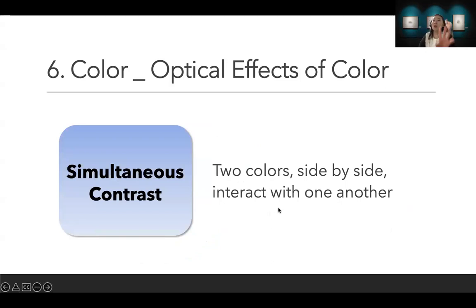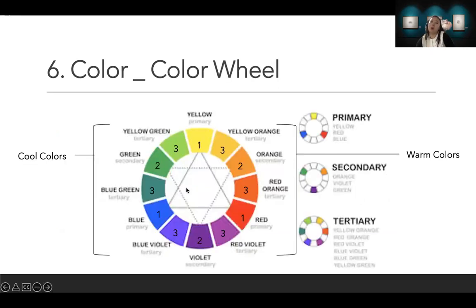When there are two colors side by side, these colors interact with one another and change our perception accordingly. For example, complementary colors. When you see the color wheel, there are opposite colors, right? Yellow's complementary color, the opposite color, is violet. And green's opposite color is red. So they are complementary colors.